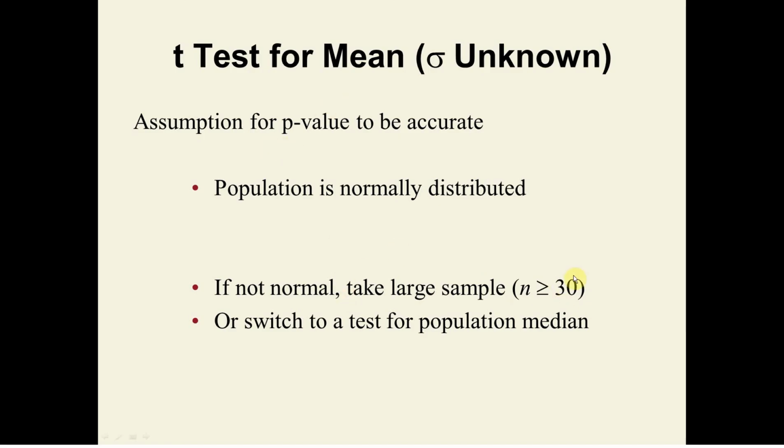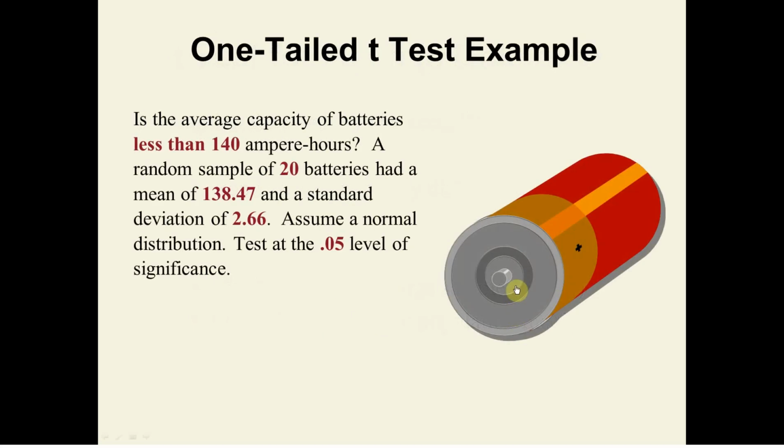If the sample size is at least 30, we don't have to worry about this being normally distributed. We just go ahead and do the test. If the sample size is less than 30 and it's not normally distributed, then we can't really use the t-test, and we can switch to a different test, such as the Wilcoxon test for the population median. Let's take an example here.